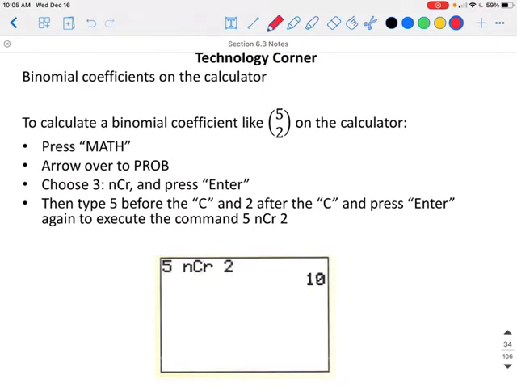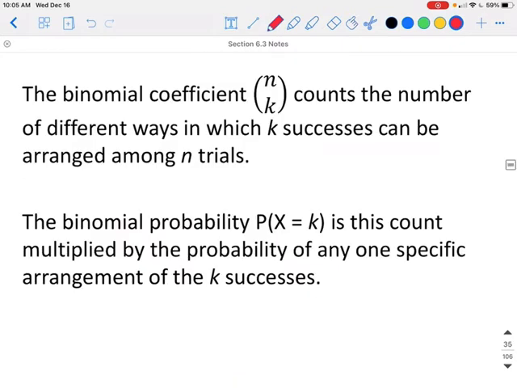So to calculate a binomial coefficient, like 5 choose 2, on your calculator, you are going to hit the math button. You're going to go over to probability, or PRB, and you're going to choose option 3, which is nCr. So n tells you the number of trials. You care about the order in which they have them, so the first child having type O blood is different than the third child. And then r is telling you the number of successes. So we're going to type 5, then the C, and the 2 will go after the C. Then you will just hit enter to run the command, and you should get that there are 10 different ways you can do that.